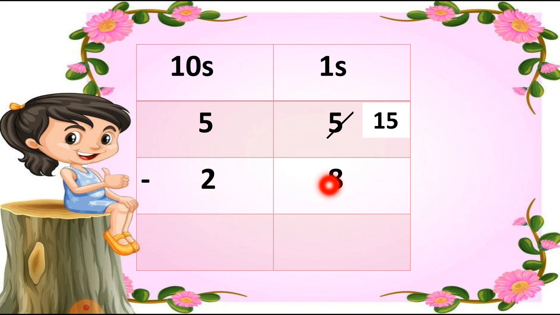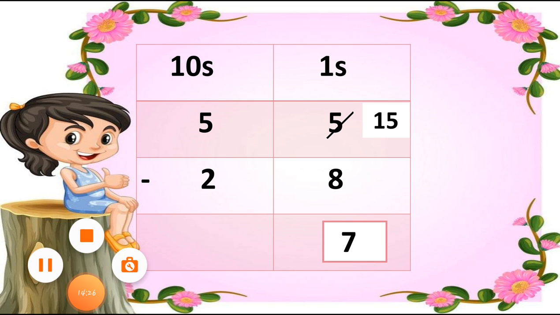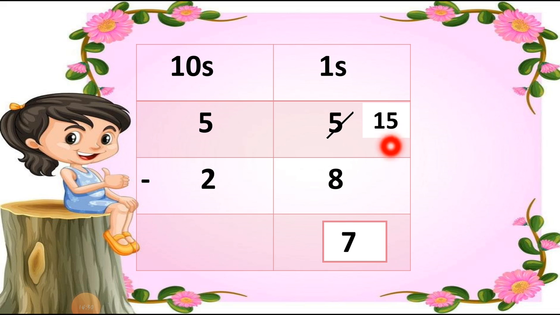Now you have to cut 8 numbers from this 15. So which number will come? The number 7 will come. So here is the answer. 15 minus 8 is equal to 7. So this ones column is complete. Let's move to the tens column now. As I told you before, if we are taking 10 numbers from this column, we have to cut the 1 number from this digit.